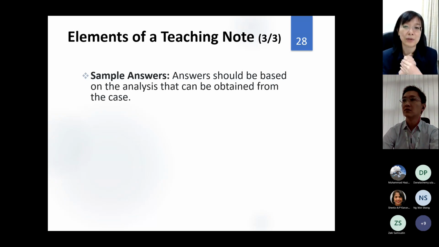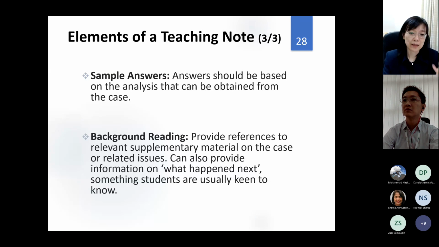Okay, so those are your sample answers. Your answers here, then you can bring in theories. If you use evaluation techniques, then you can put in the explanation for the evaluation techniques and so on. Right, so those are sample answers. And then background reading. Sometimes you want your readers to prepare beforehand to read up certain chapters, certain concepts, you can provide it in the background reading.